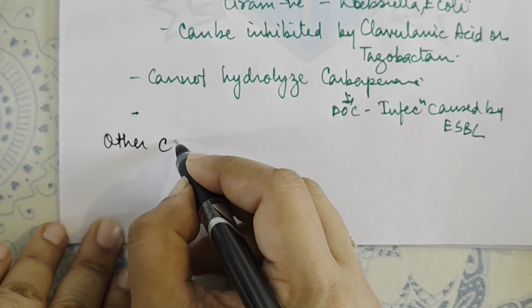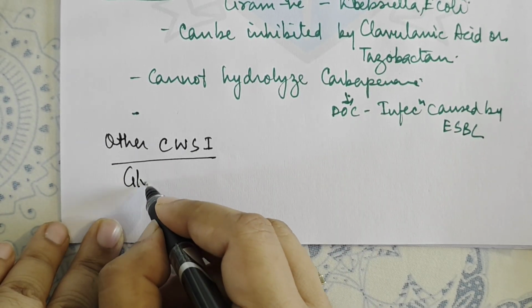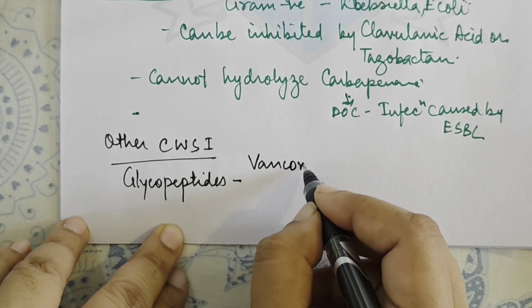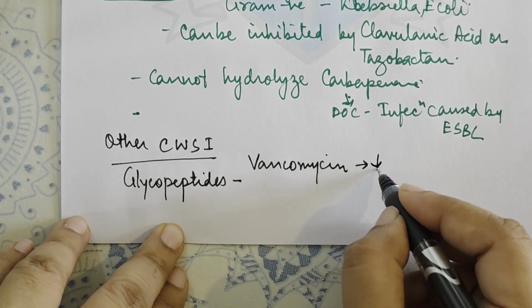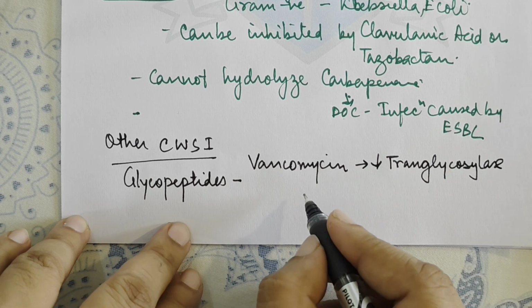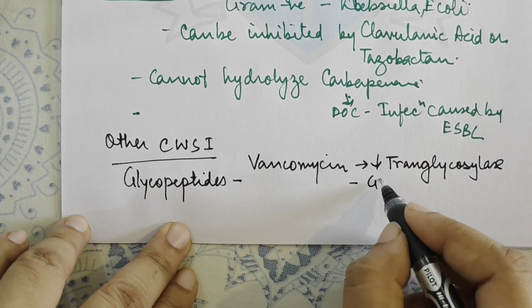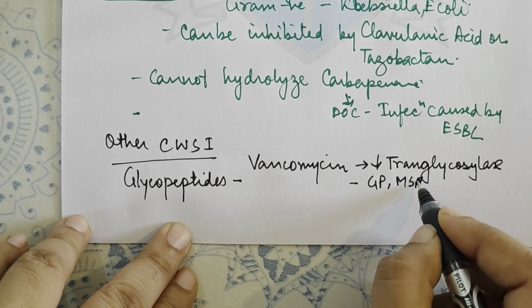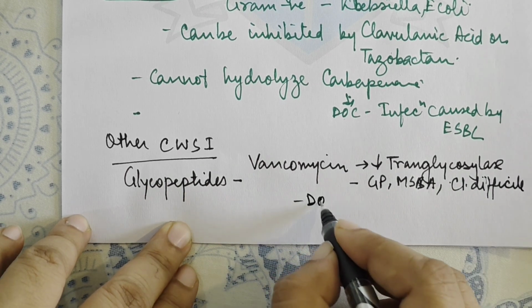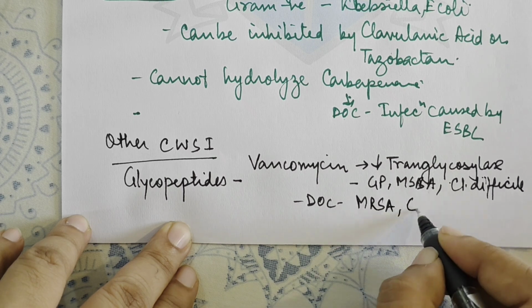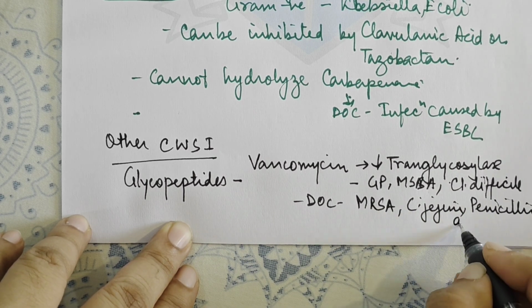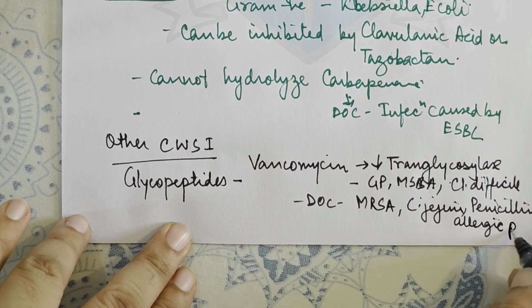Then what are the other cell wall synthesis inhibitors? This includes the glycopeptides, which include vancomycin. This inhibits the transglycosylase. Right? So vancomycin is narrow spectrum, active against gram positive, including MRSA, SA, penicillin resistant, and Clostridium difficile also. So it is the drug of choice in MRSA infections, Corynebacterium jejuni, and penicillin allergic patients.